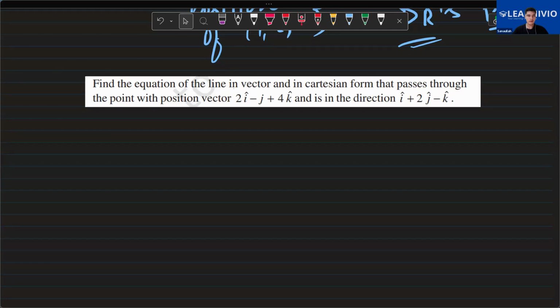The equation is 2i cap minus j cap plus 4k cap plus lambda times i cap plus 2j cap minus k cap, and the Cartesian form is (x minus 2) by 1 is equal to (y plus 1) by 2 is equal to (z minus 4) by minus 1.